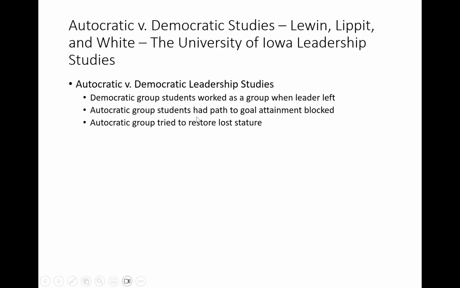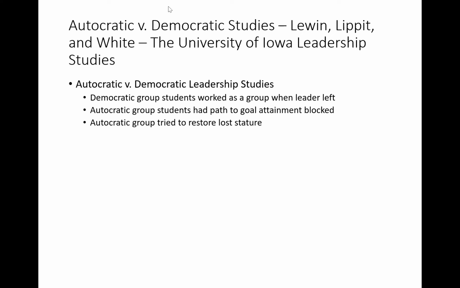With participative management, there are several authors associated with that theory, but we're only going to look at a few of them just for the sake of time and scope of the class. Some of the authors in this participative management school are people like Lewin, Lippitt, and White. And these are authors who are best known for the University of Iowa Leadership Studies.